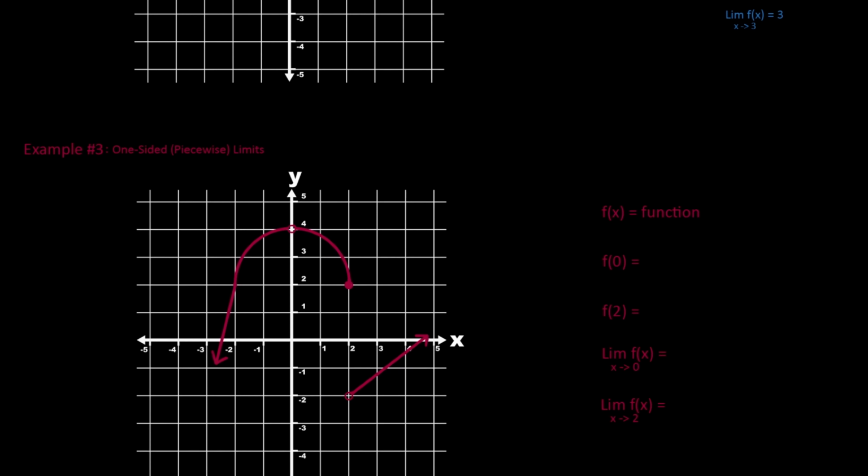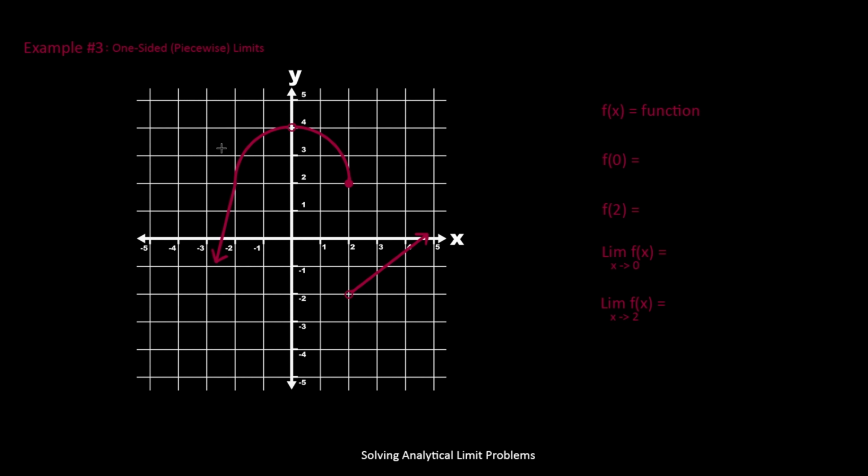In example 3, we have a piecewise function where the function breaks off, then continues somewhere else. It is extremely important to take the limit from the left and the limit from the right in a case like this, but we will get to that. Let's begin with f of 0. There's no point for f of 0, so it simply does not exist. For f of 2, the function is outputting a value of 2 for x equals 2. Therefore, f of 2 equals 2.